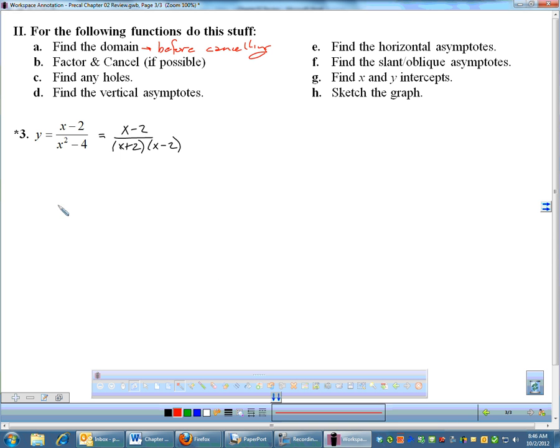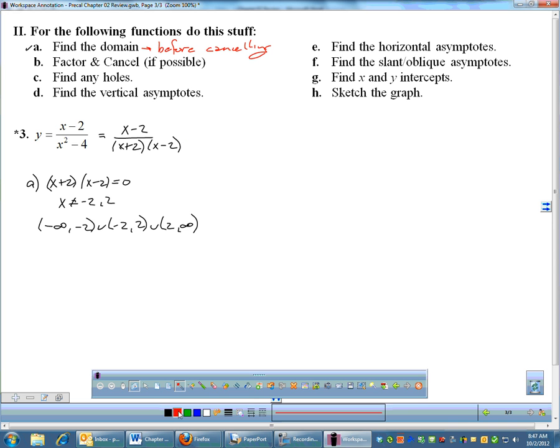So my domain, remember your bottom cannot equal 0. So for my domain, x plus 2, x minus 2 equals 0, and you get x cannot be negative 2 or 2. In interval notation, that would be everything before negative 2, everything between negative 2 and 2, and everything after 2. So there's my domain. I've done part A.